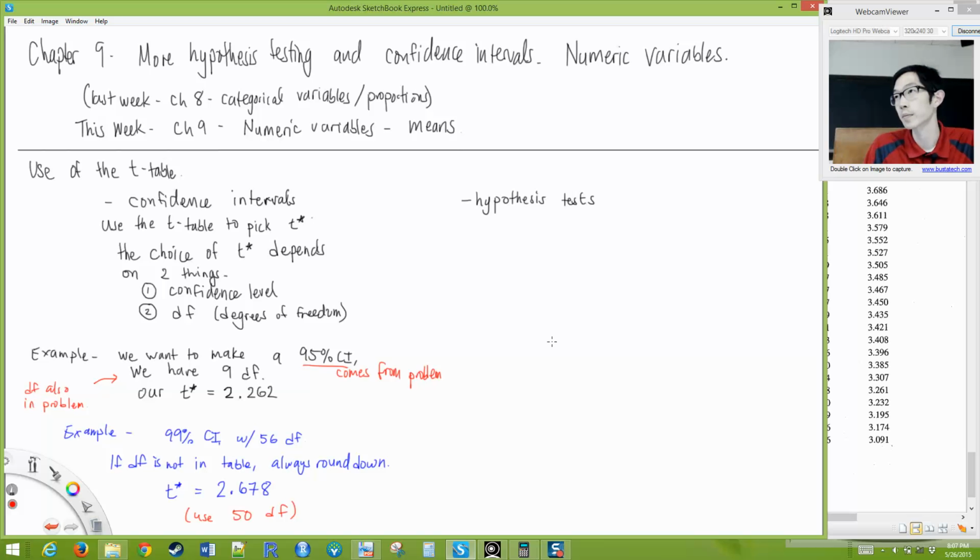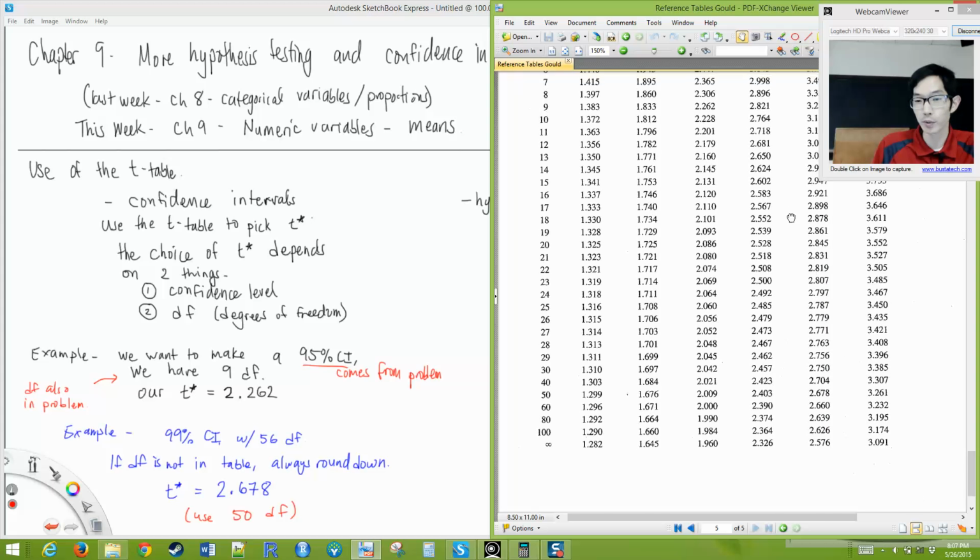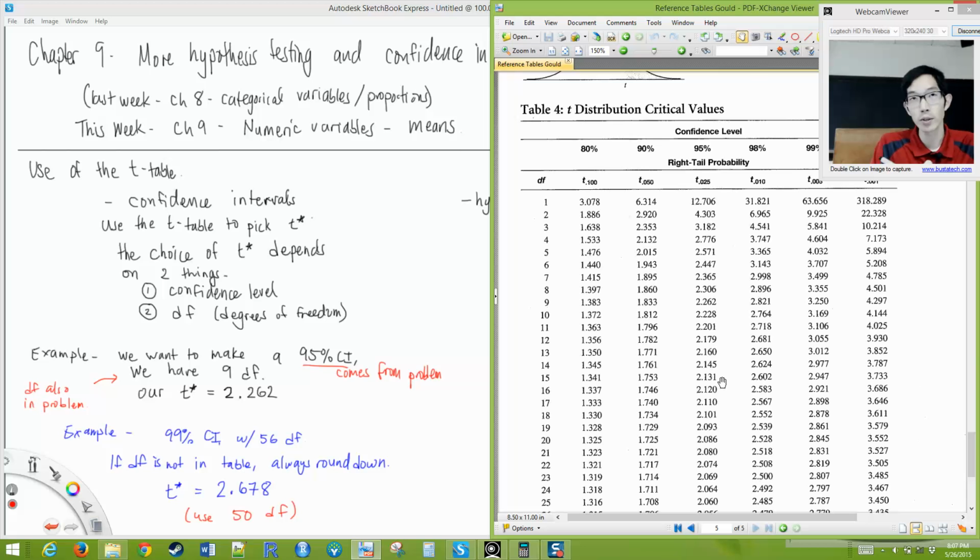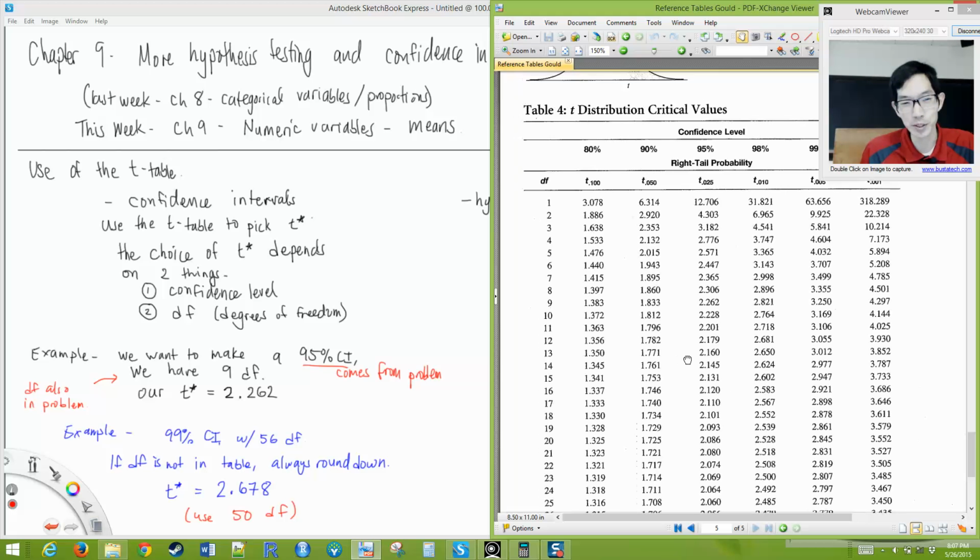Can you have a degree of freedom lower than 1? You cannot have a degree of freedom lower than 1. Okay? So, degrees of freedom, I can tell you where it comes from, but I don't think you guys will care.